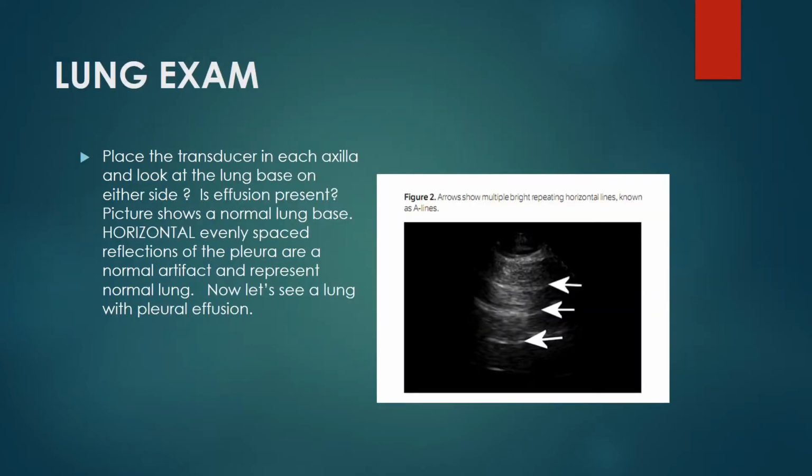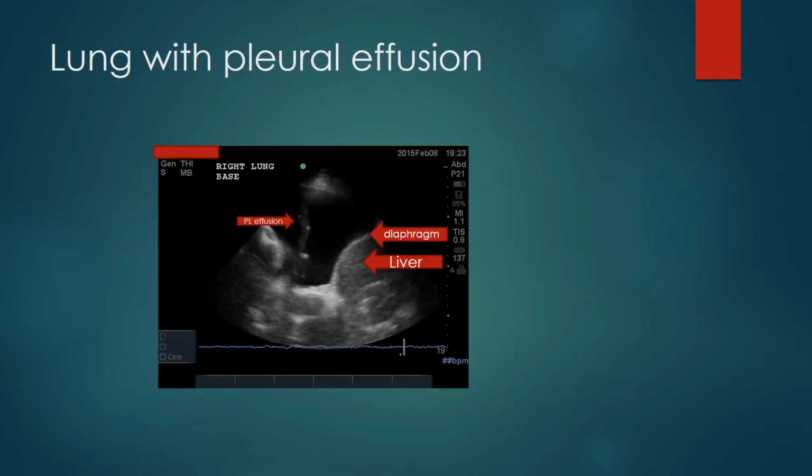In our comprehensive exam of the chest, we're also going to look at the lungs. This is a normal lung. It shows repeated reflections of the pleura caused by reverberation artifact, which is common to ultrasound. If you see a series of curved white horizontal lines, then that is a normal lung.